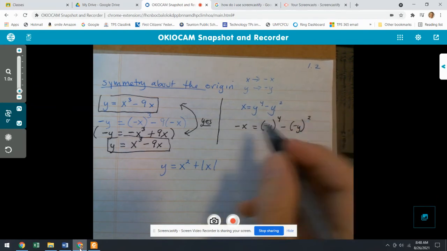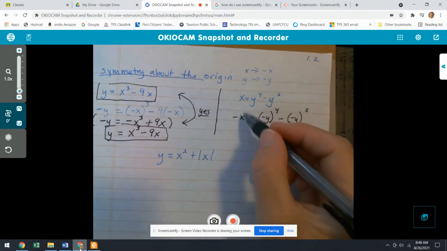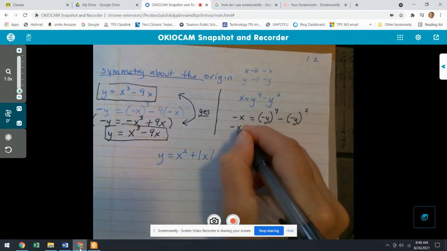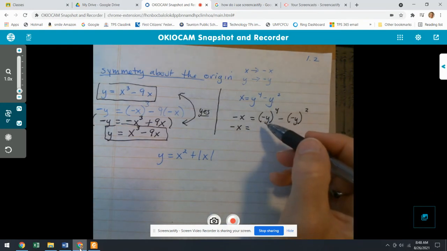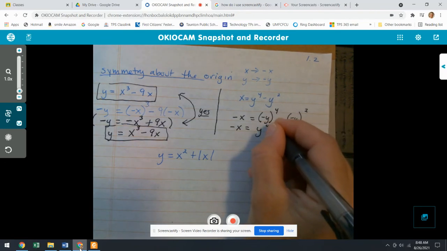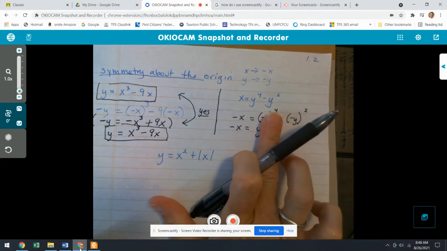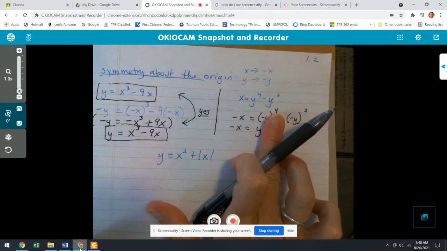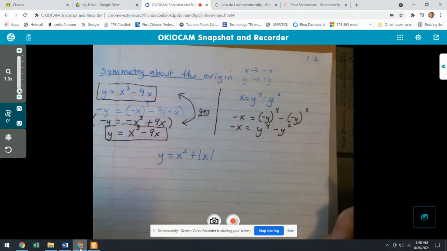So the first thing I'm going to do is just clean this up and then compare and see where I'm at. So the negative x I really can't change. The negative y to the fourth, if I take negative y and put it to the fourth power, it's going to be positive. And this here, I'm going to cover up that minus sign just for a minute. Negative y squared becomes positive y squared. So I'm subtracting out a positive y squared.